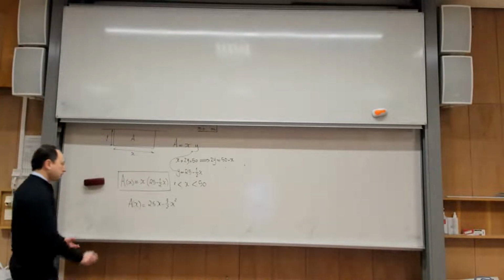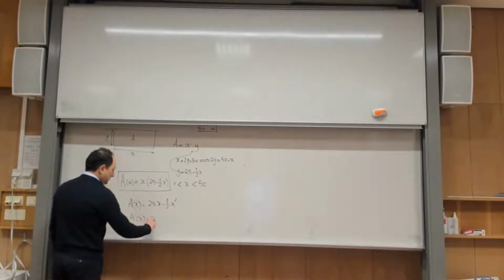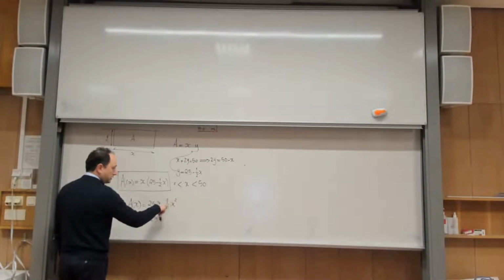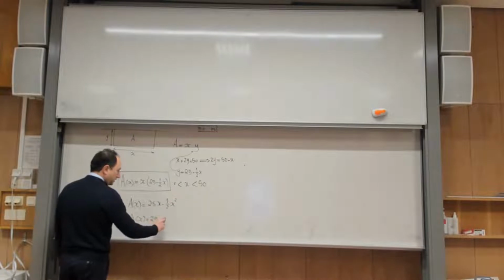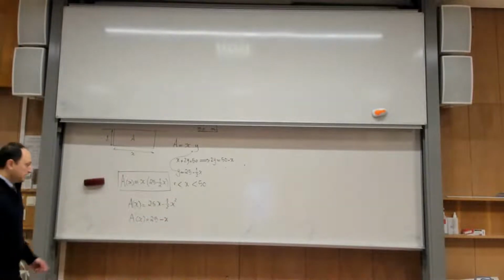Okay? And now I differentiate it. It becomes 25 minus, I have 1/2 here. 2 goes down, 2 will cancel this 1/2, and I am left with x. Yes? This is the first step.